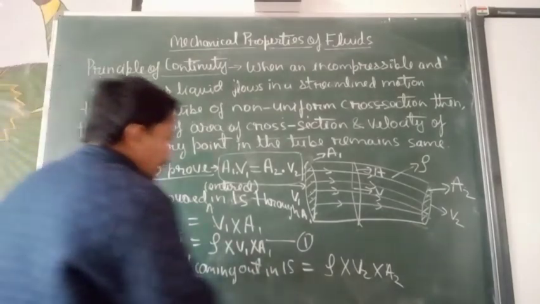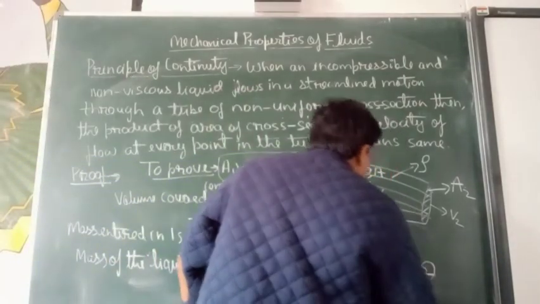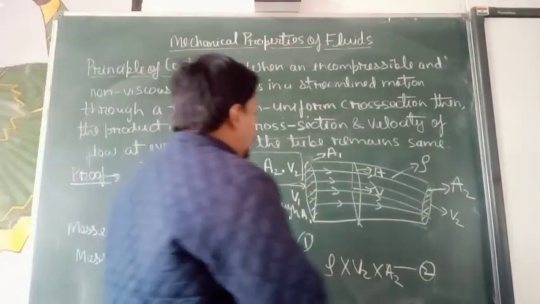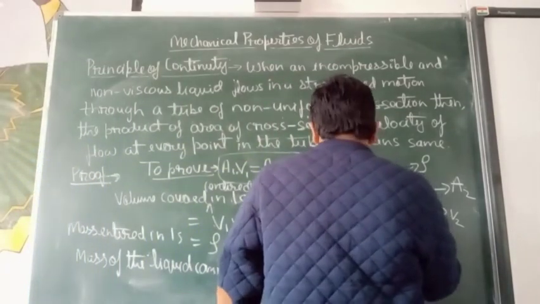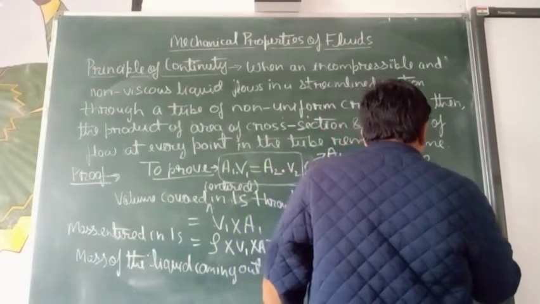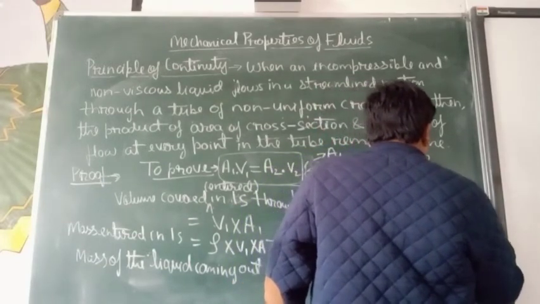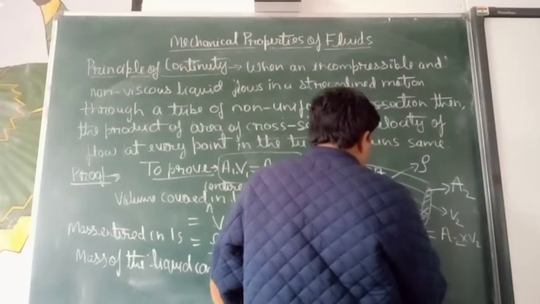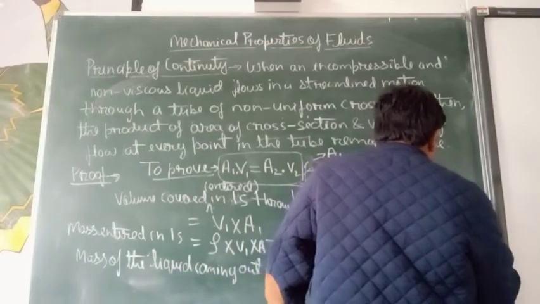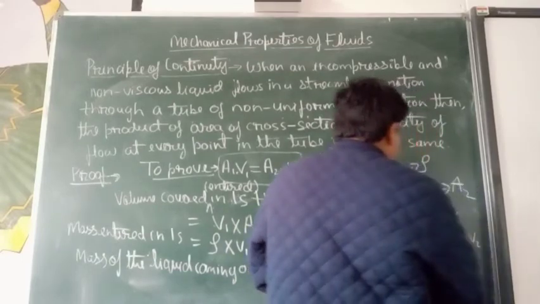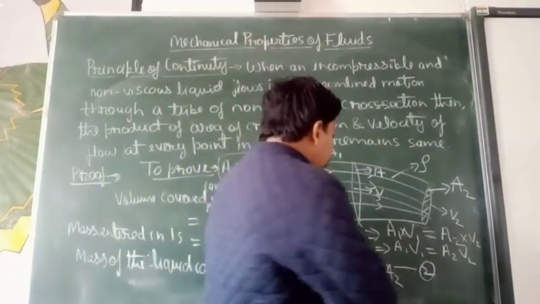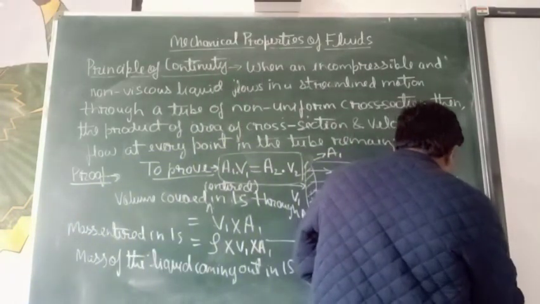So from here, I can equate these two equations. If I equate them, we get A1 into V1 is equal to A2 into V2. In terms of the dot product also, we can write A1 V1 is equal to A2 V2. So this is our equation of continuity, that is A1 V1 is equal to A2 V2.